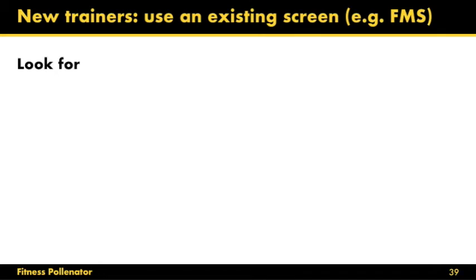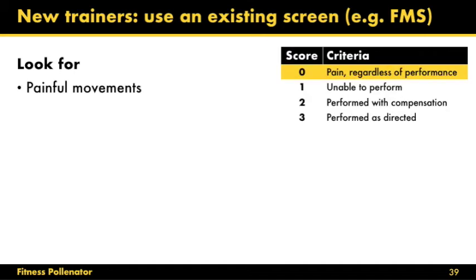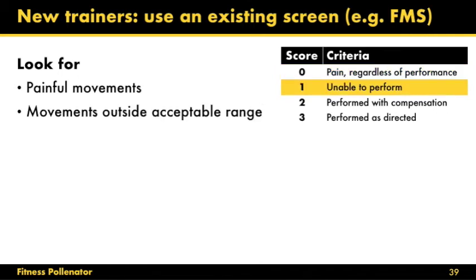When we are conducting the screen, we want the implications of the screen to be for exercise selection and loading parameters, not injury or performance. So we're going to look for painful movements. So these would be the zeros on the screen, and these are the movements that we'll train around. We're going to look for movements that are outside of our acceptable range. So these would be ones on the movement screen.